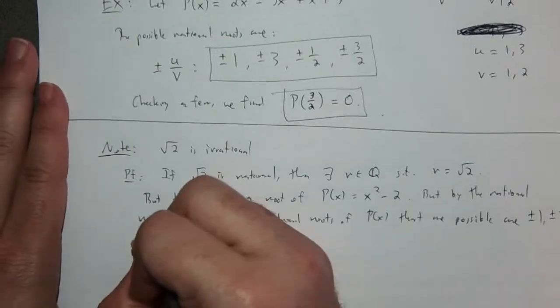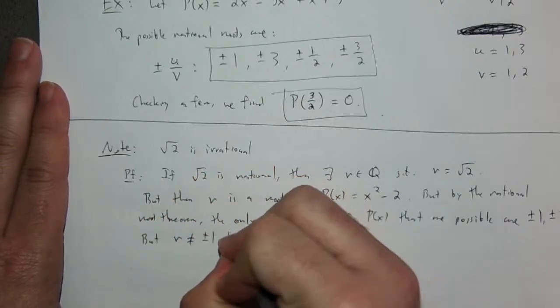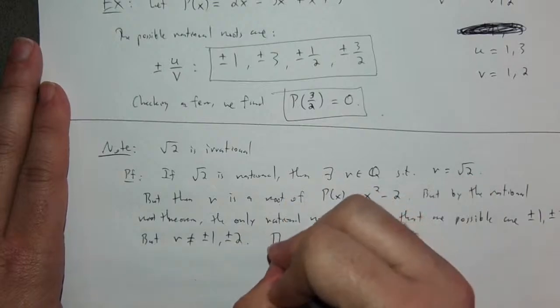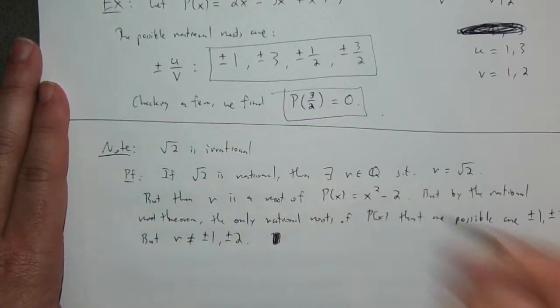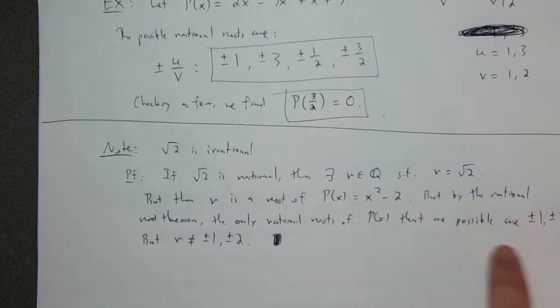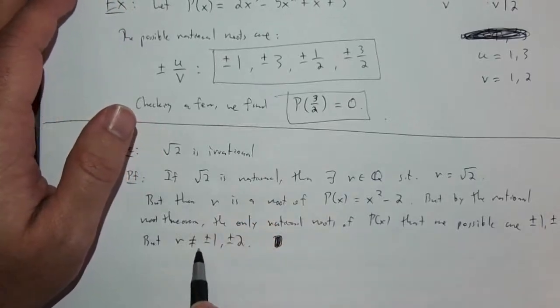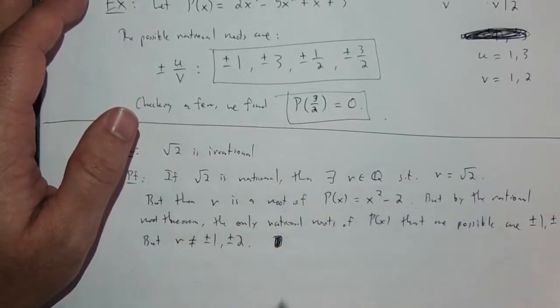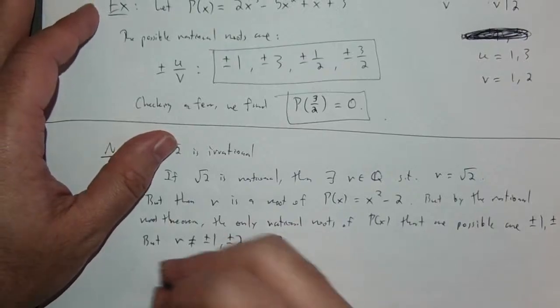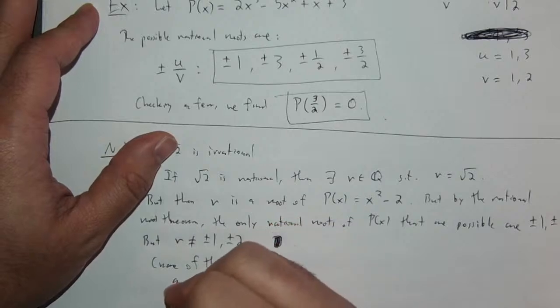Okay, but r isn't any of those. So r is not equal to plus minus 1 or plus minus 2. So that's a contradiction. If it were rational, then it would be a root of this polynomial. But this polynomial only has 4 possible rational roots, and none of those are actually roots, right? So you might say, wait, how do I know that square root of 2 is none of these? Well, none of these work. None of these are roots of p.